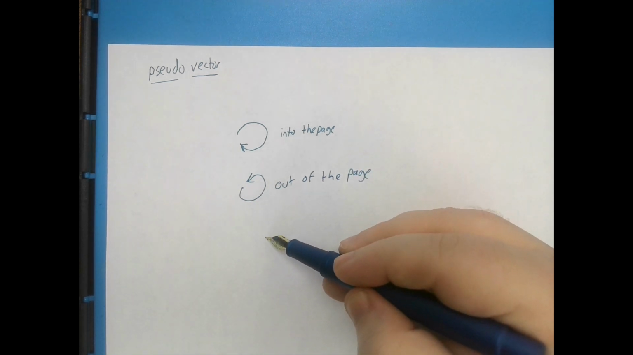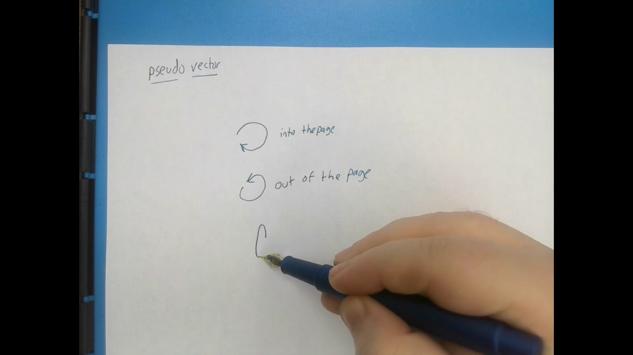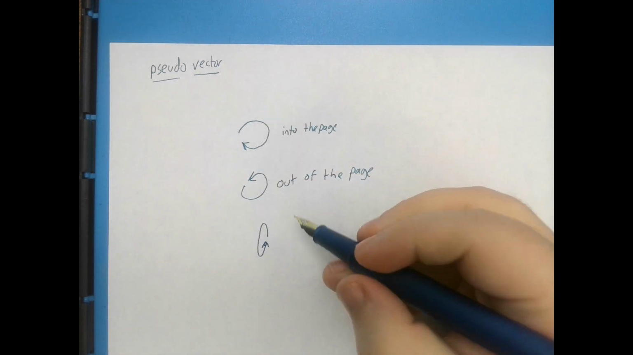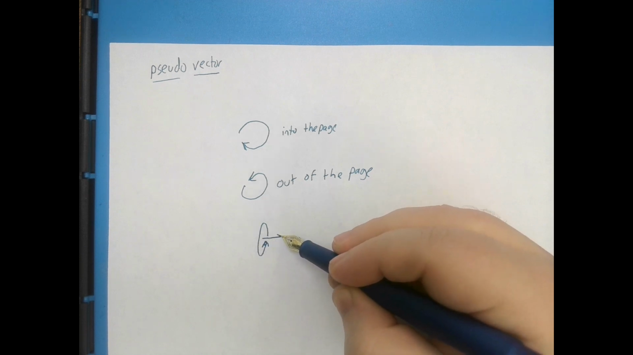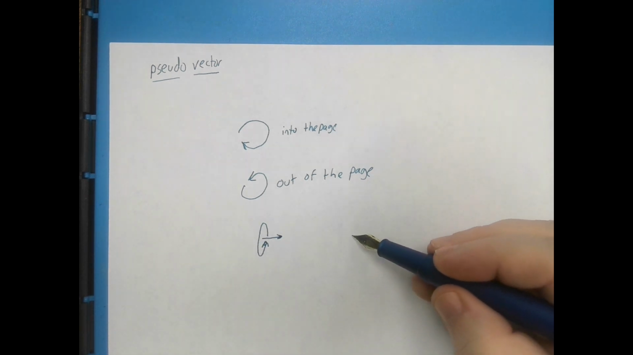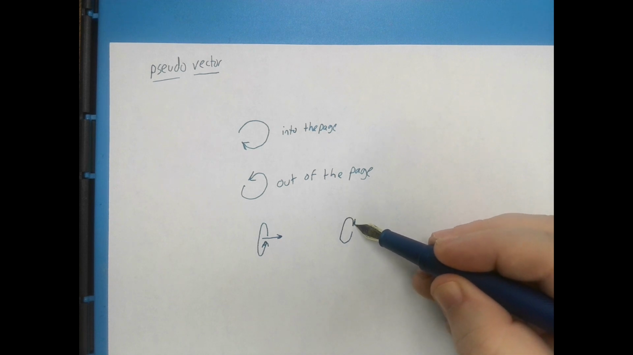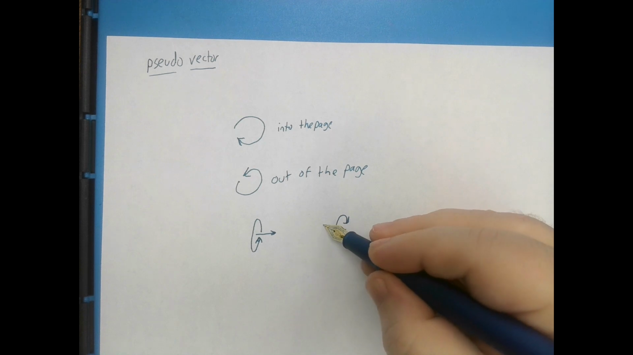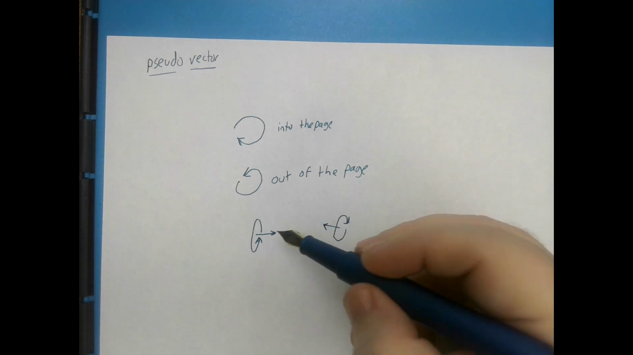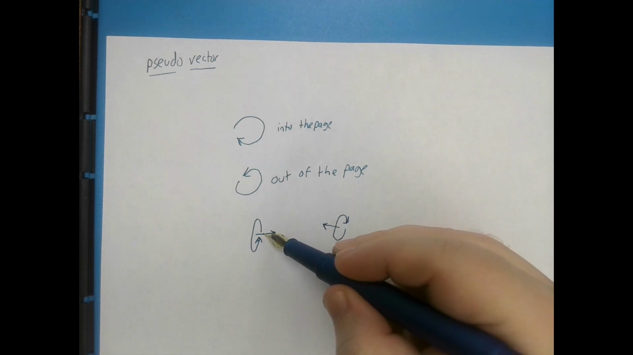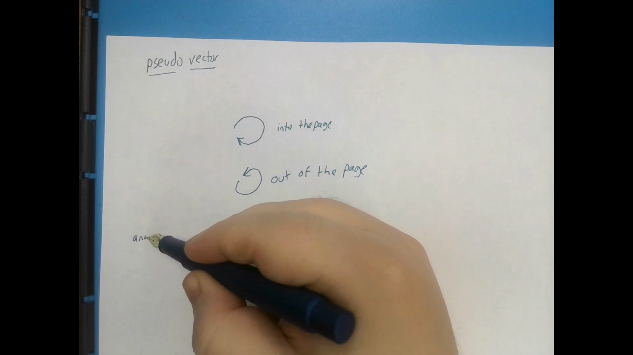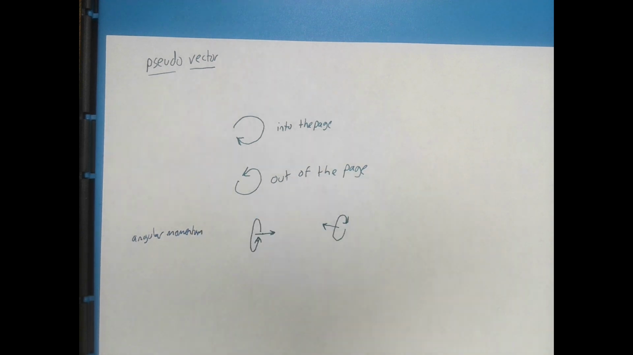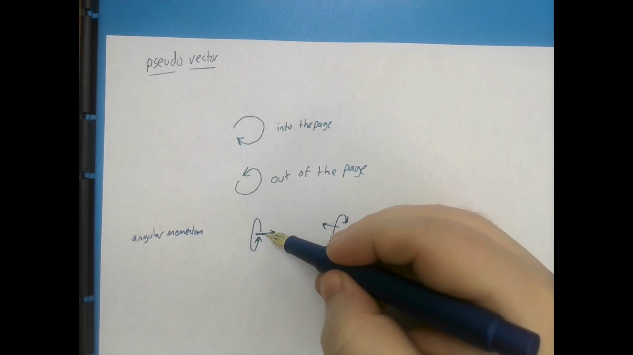If we had it more like this, so wrapping my fingers around, the vector will point to the right. And if I had it spinning the opposite direction, so wrapping my fingers like that, it would point to the left. Now, this vector represents the angular momentum. And this is constant.